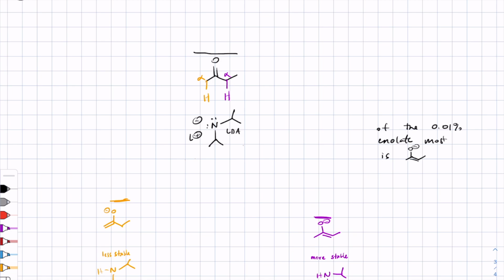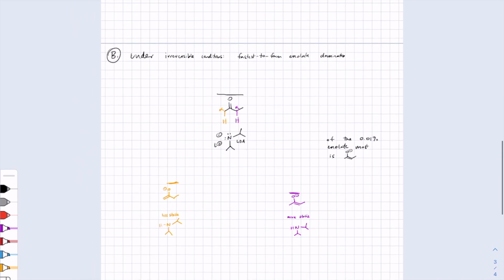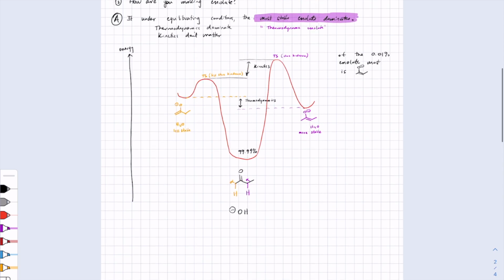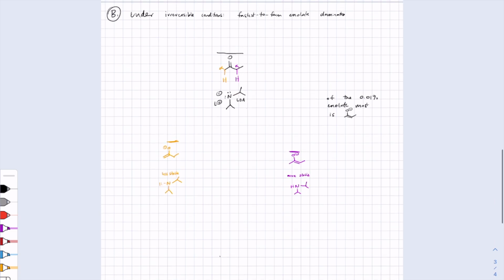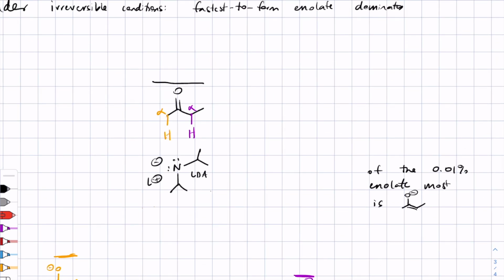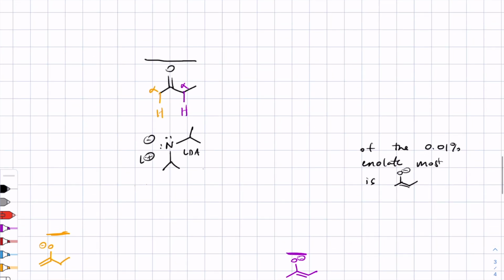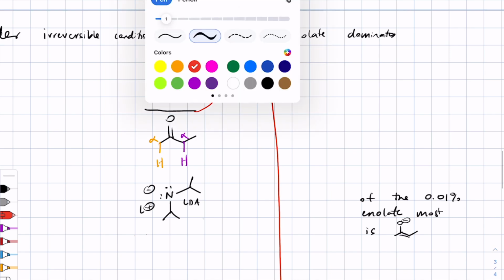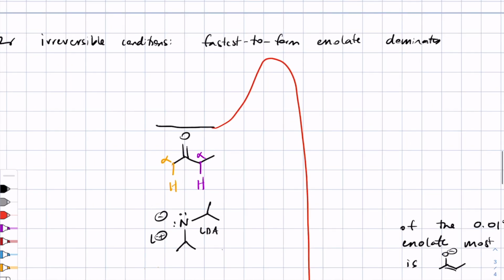The pathway, though, to those two enolates downhill is going to have the same features as it did up here. That is, the transition state leading to the more stable enolate, the transition state where the more sterically hindered proton gets removed, is still going to be higher in energy. So this is our purple transition state, and it's higher in energy because of steric hindrance.